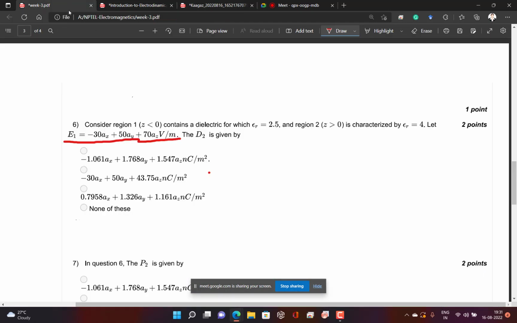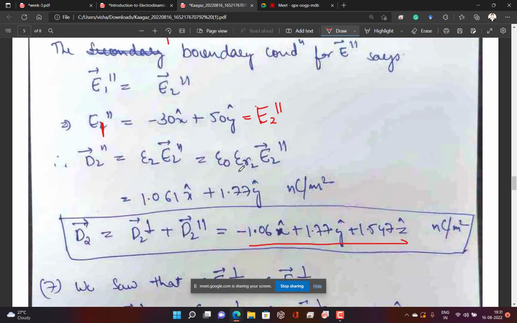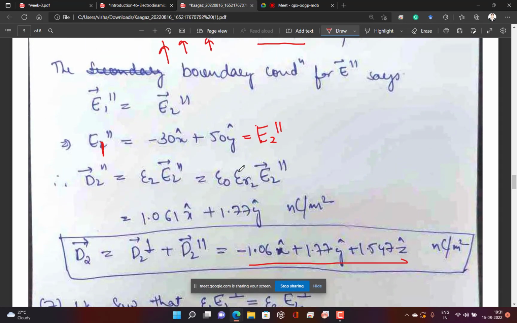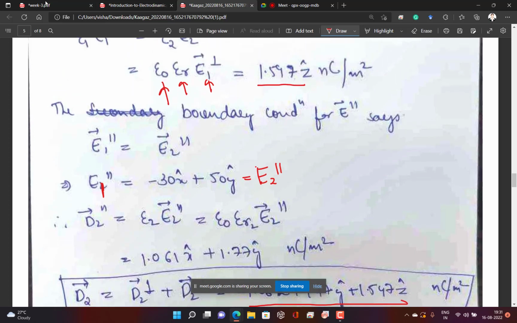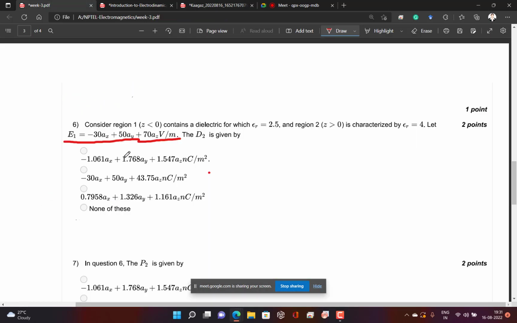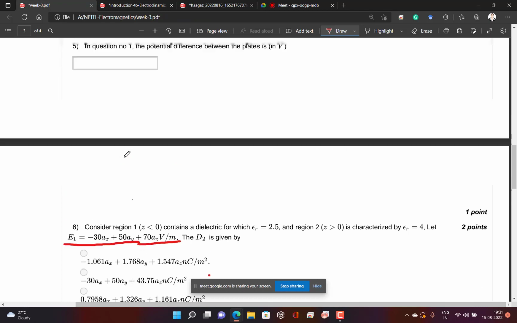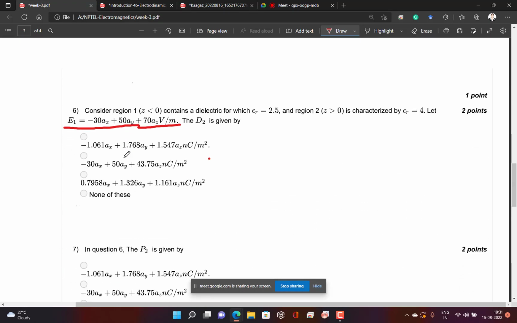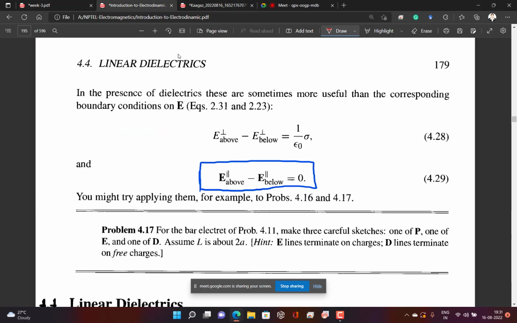Hello, madam. Madam, the D is electric flux or displacement? The D2 is electric flux only, no? It's the electric displacement vector. Okay, madam.